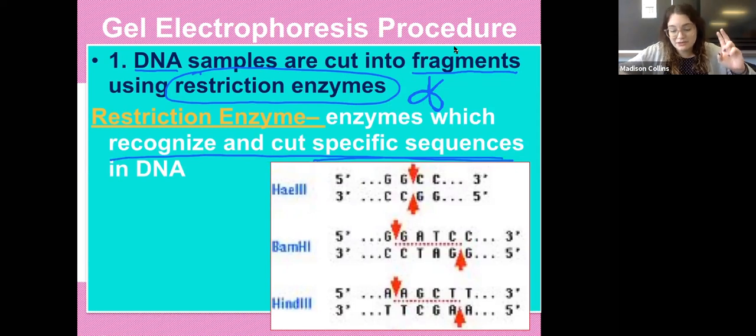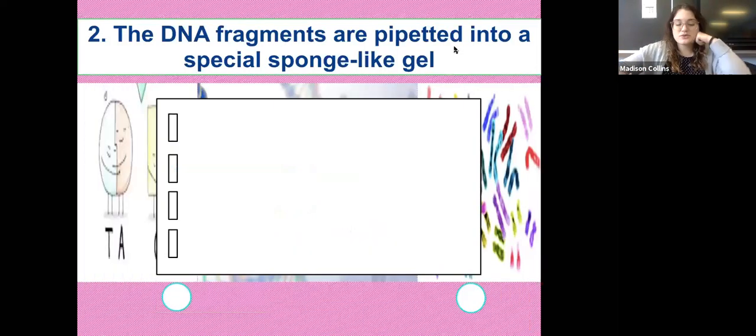It knows, okay, I'm going to cut just between the G and the C, or I'm going to cut just between the G and the G. So it's very specific in what it does. But we have to use those restriction enzymes to cut up our DNA sample in order to allow it to move down the gel. All right, so then we're going to pipette those DNA fragments into this sponge-like gel.